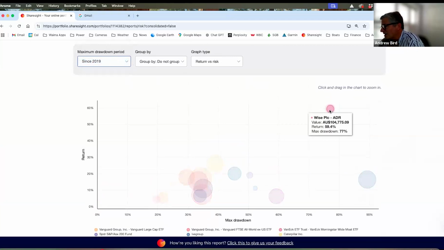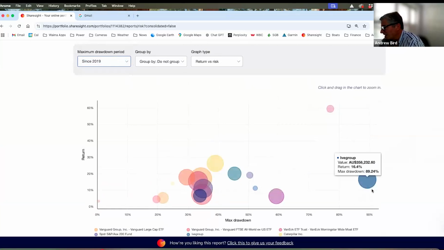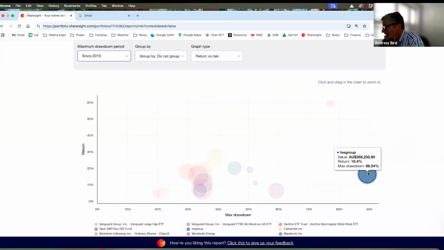So that's kind of what I'd expect to see. The size of the circle is the holding size, by the way. Okay, and then over here, this company that I'm a director of, IVE Group. So you look at that and you say, uh-oh, that's been extremely volatile, but hasn't necessarily had the return to match it. Now, in this particular case, there's a very particular reason, which is over COVID and lockdown.